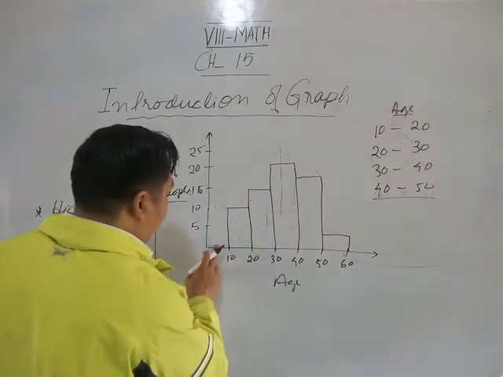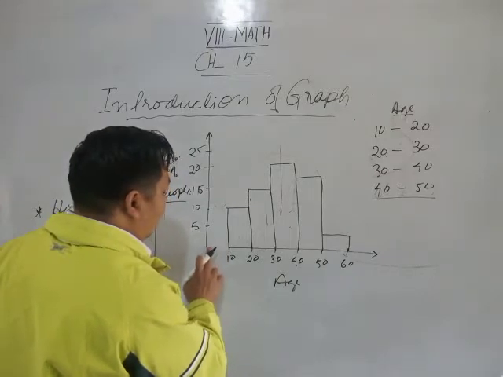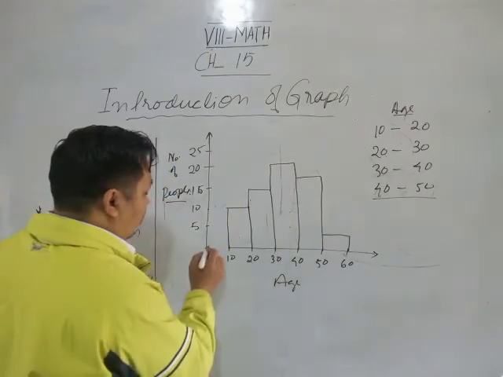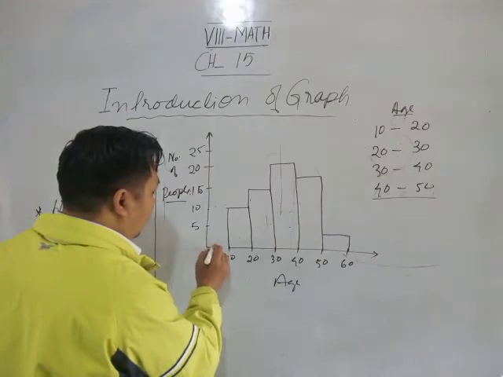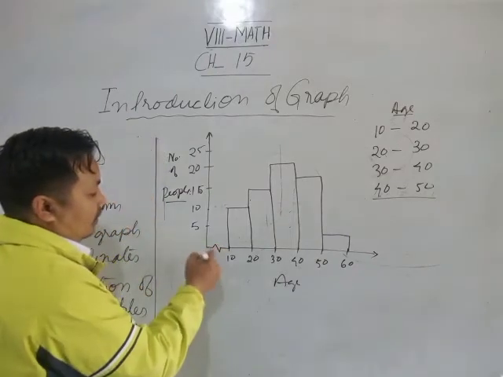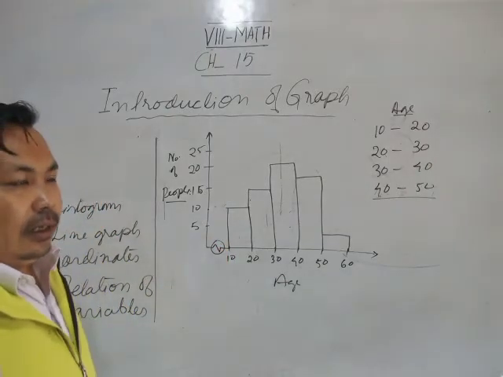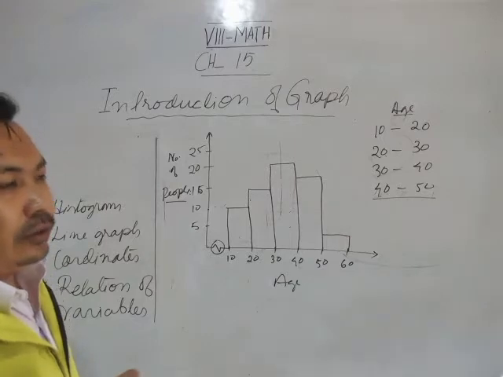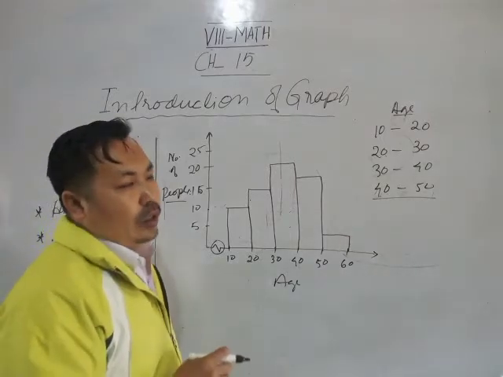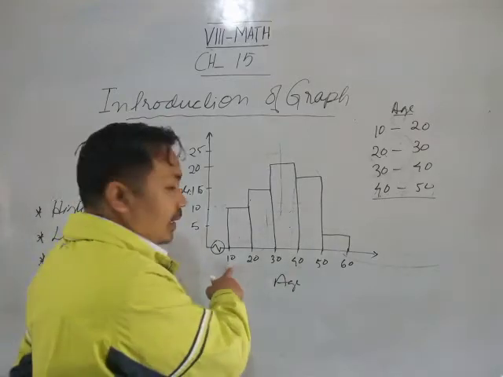So here you can see, since the intervals start from 10, some values are missing. So they will be represented by this zigzag. This zigzag line is telling you that the values 1 to 9 are not shown here, because it starts from 10, that's why.